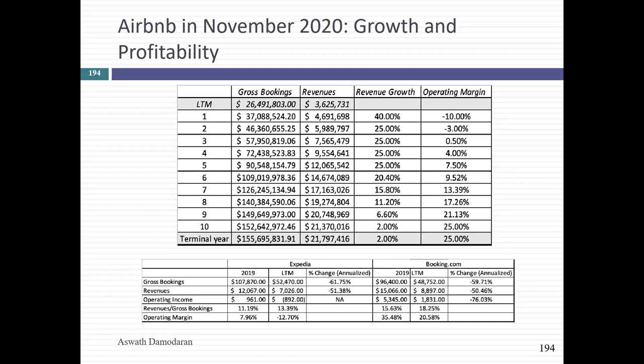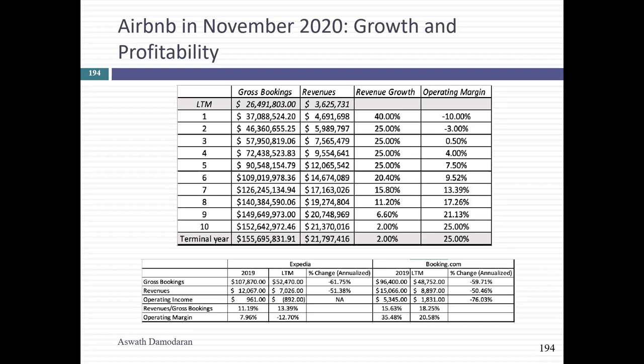And their margins were actually 35.48% in 2009. Remember, by the time I did this, it was November of 2020, at the peak of COVID, the margins had dropped. So I think the 25% margin, you can push back and say maybe it should be 30, but it's not going to be 60% margin. There are clearly costs associated in this business.